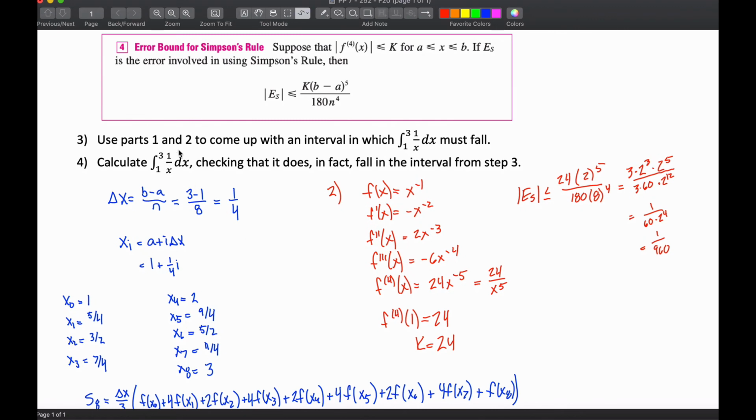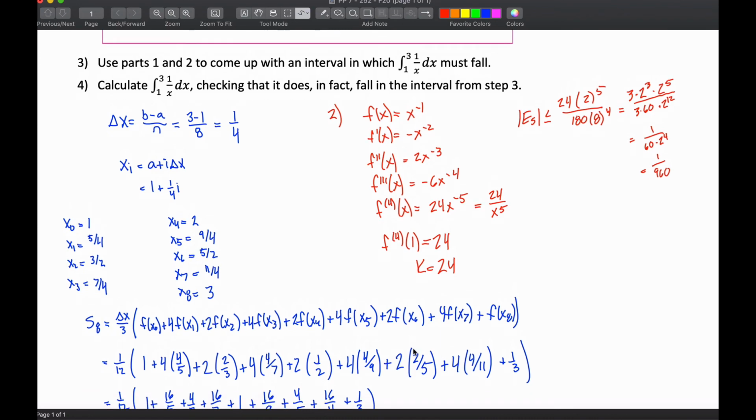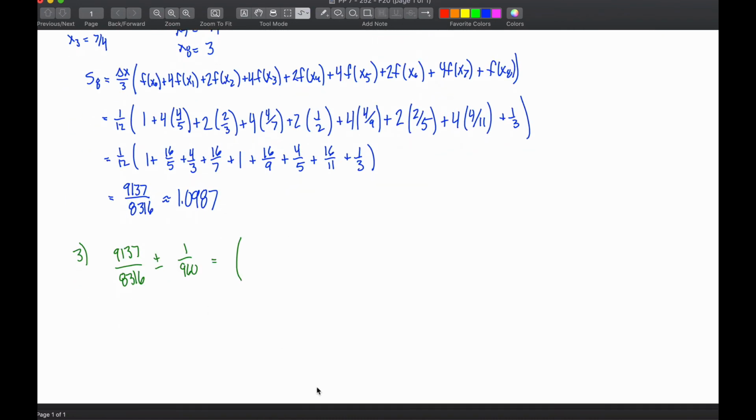So for step 3, I'm just using my answers from 1 and 2 to come up with an interval in which the real answer must fall. Well, all I've got to do is take this as kind of the point estimate, the 9137 over 8316. You could also use the decimal approximation if you want, and then add or subtract my error bound 1 over 960. And I sure don't want to do that calculation, but my calculator doesn't mind. I quit with the fractions just because it gets so ugly and moved to decimals, rounded to 4 decimal places, just kind of arbitrarily. Hopefully that'll be enough. Adding and subtracting my error bounds to my point estimate gives me this interval right here.